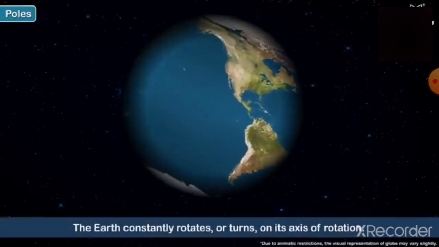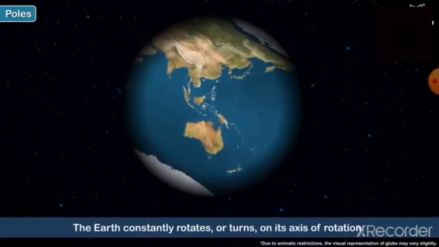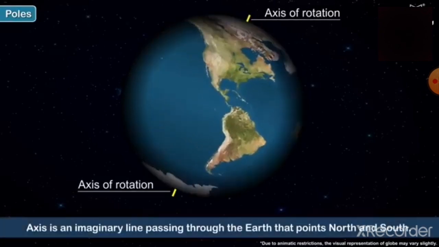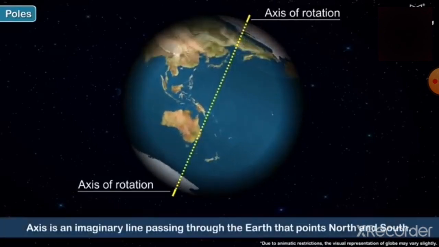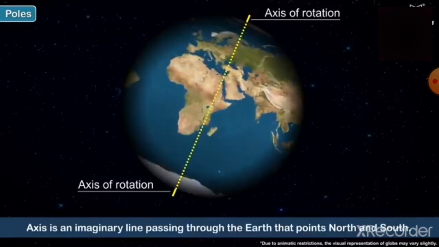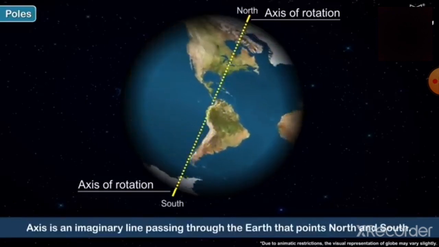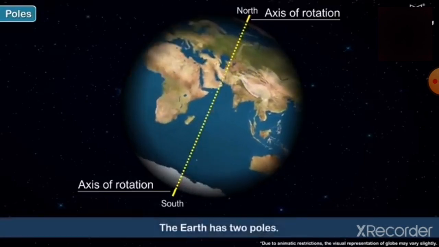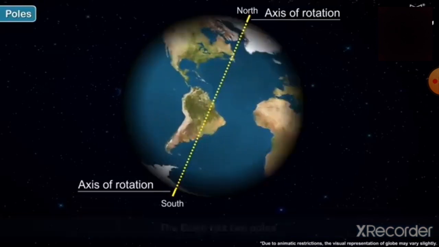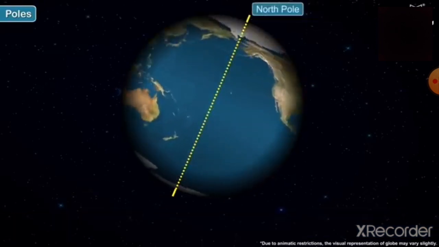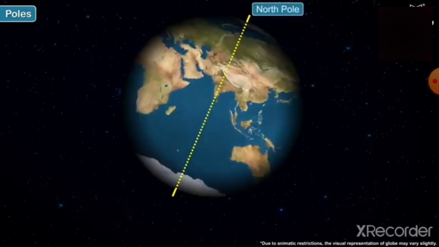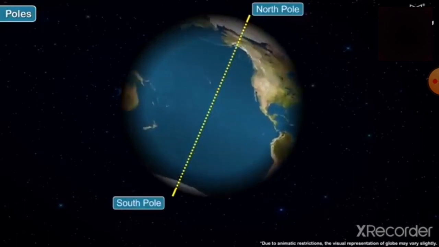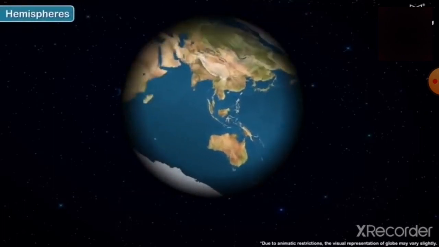Now, what are poles? You all know that Earth rotates on an axis. It rotates on a constant axis, and what is it? It is an imaginary line which passes through the Earth that points north and south. Now, north is at the top, south is at the bottom. There are two poles, the North Pole and the South Pole.